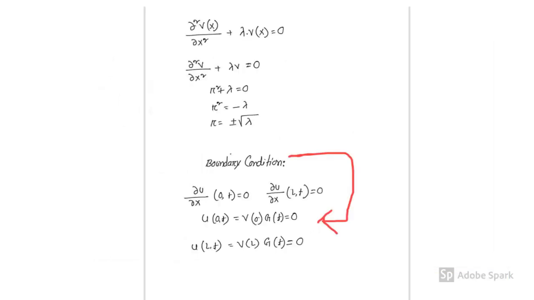Okay, so now we have to apply the boundary conditions. If we apply the boundary conditions, then we get ∂u/∂x(0,t) equals 0 and ∂u/∂x(L,t) equals 0. Then we put them in the equation. So u(0,t) equals V and G, so V(0) G(t) equals 0. And u(L,t) equals V(L) G(t) equals 0.